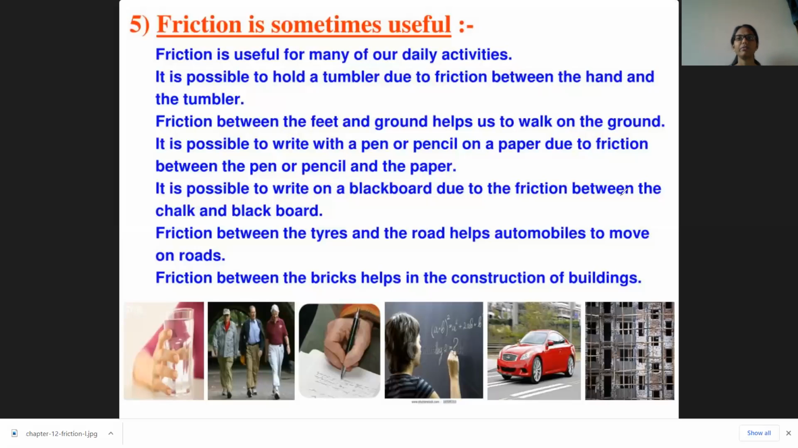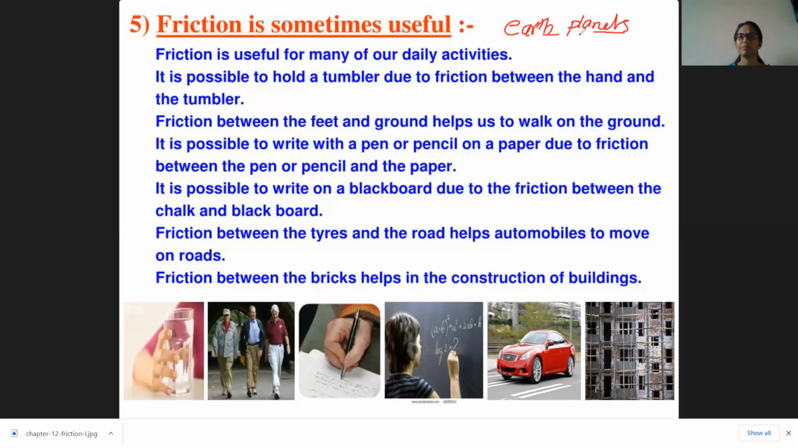So far we understood the factors, causes, effects, and types of friction. Now in this slide we'll try to understand the useful ways in which friction is advantageous. See, without friction, imagine our earth would not exist.